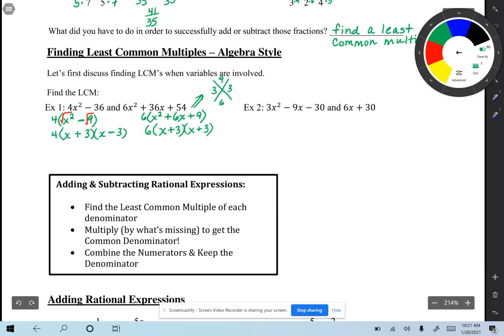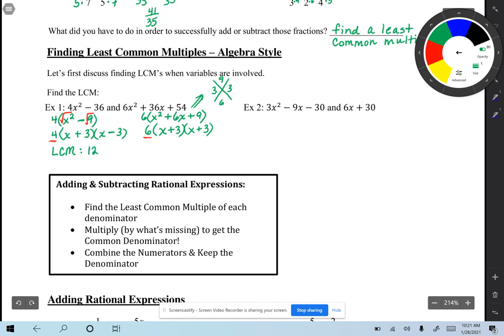I'll show you why. Here's how you pick the least common multiple. We haven't done anything other than factor it. For the least common multiple, you look at the numbers separately from the factored expression. So you look at 4 and 6. Take the smaller number, which is 4, and skip count. 4, 8, 12. 12 is the least common multiple of the numbers.